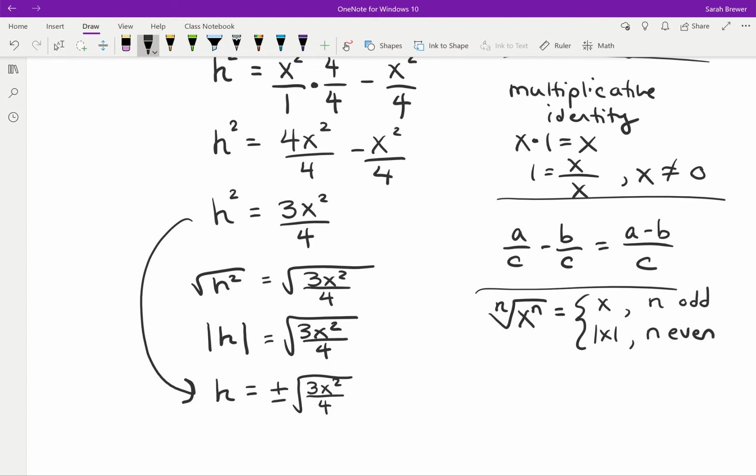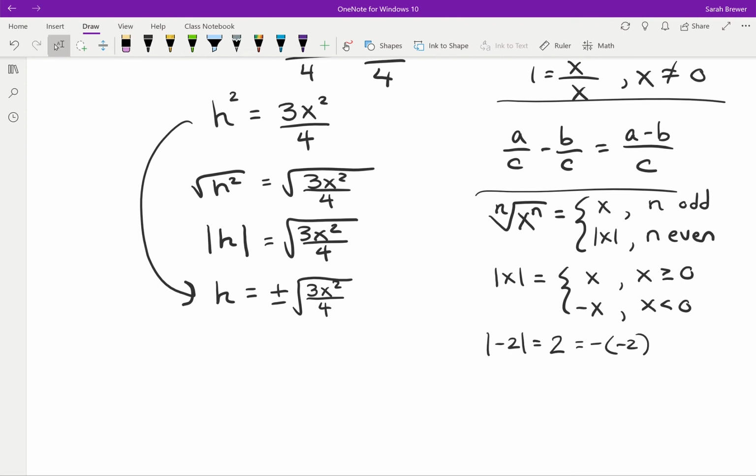And then we use the rule that the absolute value of x is equal to x as long as x is greater than or equal to 0, and it's equal to negative x if x is negative. That may seem kind of strange, but if I take the absolute value of negative 2, that's equal to positive 2, which is the negative of negative 2. So the idea there is just that we're trying to write things in a positive way without using absolute value.